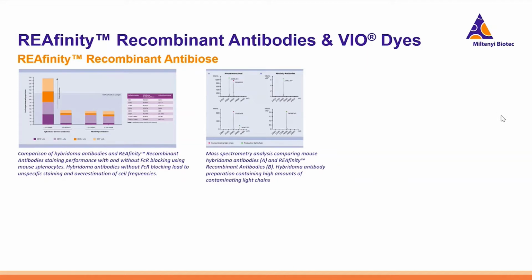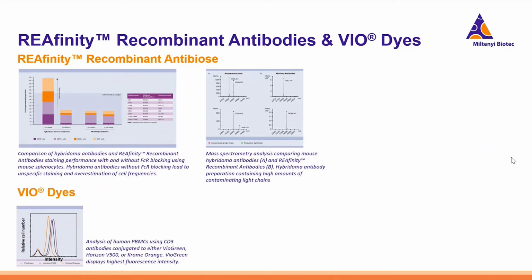Well, and now when comparing also antibody preparations of classical hybridomas to our REAfinity antibodies, in this case, it is all mouse CD4 monoclonal antibodies analyzed by mass spectroscopy, it becomes obvious that the classical hybridomas contain a large amount of non-functional contaminating light chains, while REAfinity antibodies are without these contaminations. This difference comes from the recombinant nature and preparation of REAfinity antibodies and the pure mammalian expression system.